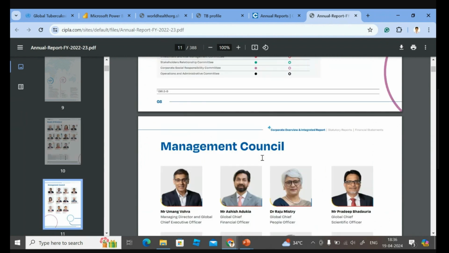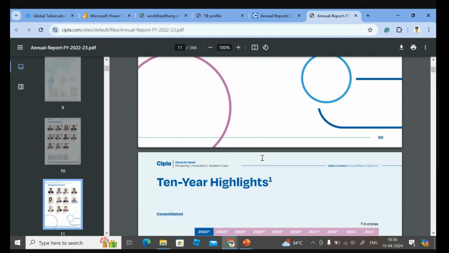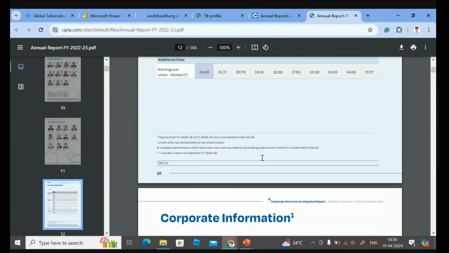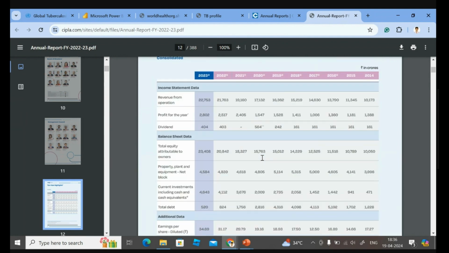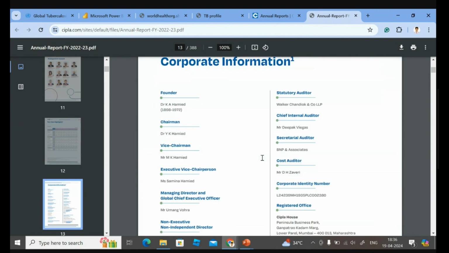Okay, many of them are there. 10-year revenue. Look at this one. From 2014 to 2023, you have revenue. So profit has gone up, dividend has also gone up. The total equity. This is from the perspective of the businesses, but it's a pharmaceutical company, right? See who the founder is, what has happened.